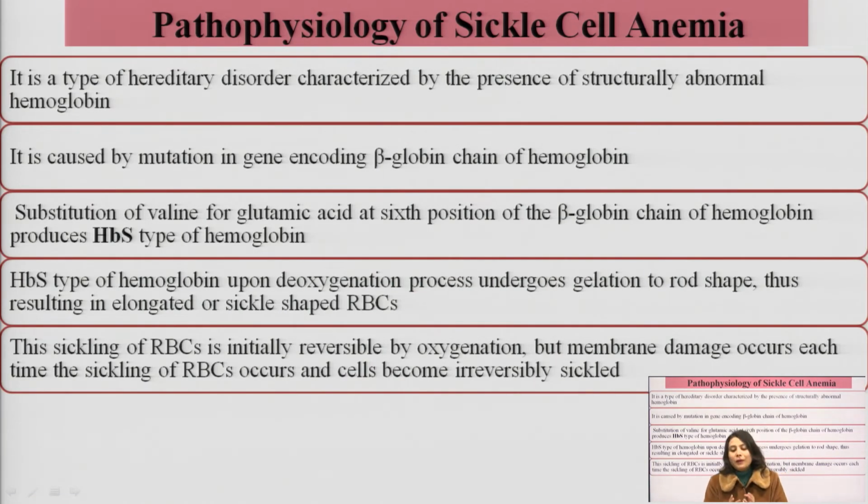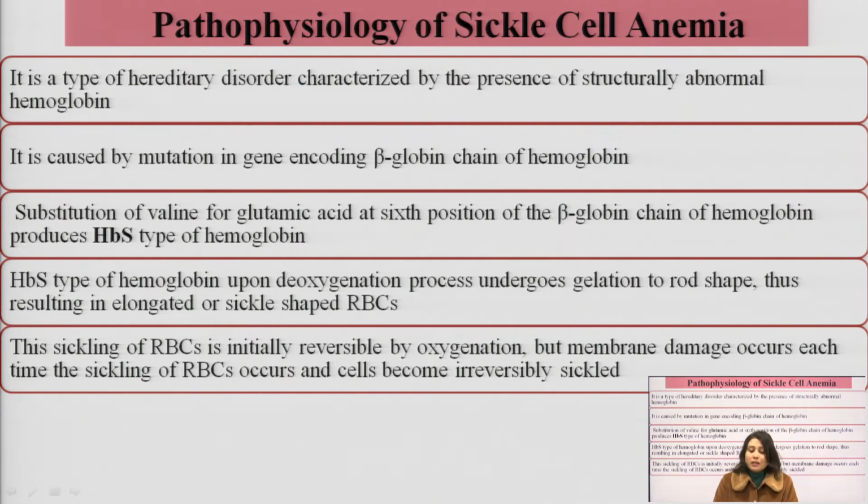Moving ahead to the pathophysiology of sickle cell anemia. It is a type of hereditary disorder characterized by the presence of structurally abnormal hemoglobin. It occurs because of a mutation in the gene encoding the beta globin chain of hemoglobin. Now we know there are 2 alpha globin chains in hemoglobin and 2 beta globin chains in hemoglobin. We are focusing on the beta globin chains. The mutations are for beta globin chains.